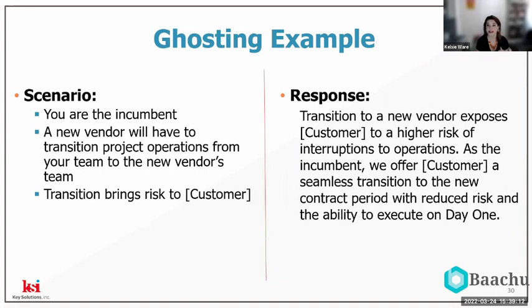So here's an example of how to think about it. If we were the incumbent and we know that there's inherent risk in a customer transitioning to a new vendor, we could totally ghost them on that and say, transition to a new vendor is going to expose higher risk of operations, and we offer seamless transition. We're calling out every single other person as our competitor as a weakness that we can now discriminate because we as the incumbent have this strength, and we can tell the customer exactly what benefit this strength gives them when it comes to meeting their needs and requirements. That's ghosting.